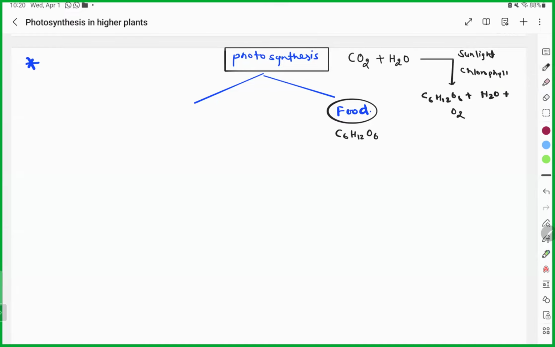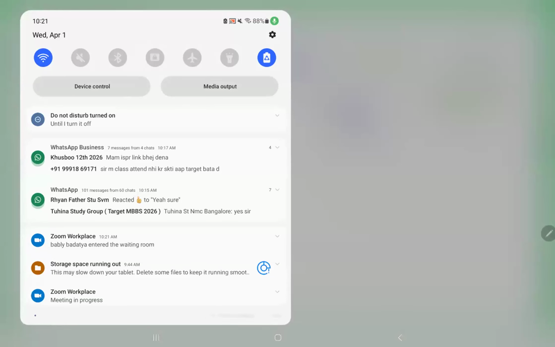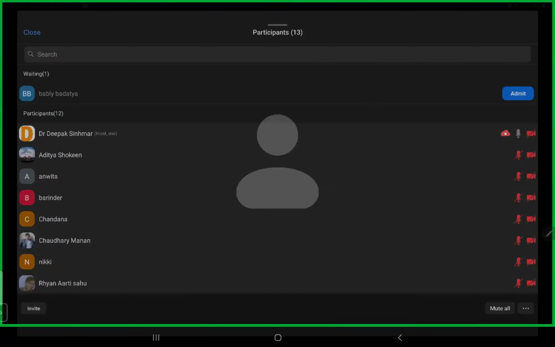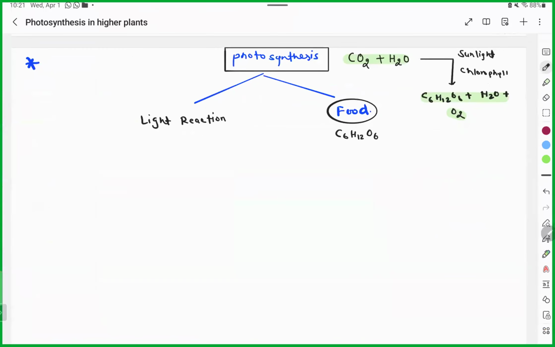Now we want to understand this in more detail, and to understand in more detail how this oxygen is produced and how food is produced. For oxygen production, where light is involved, we study the light reaction, involvement of light. So what happens in the light reaction?